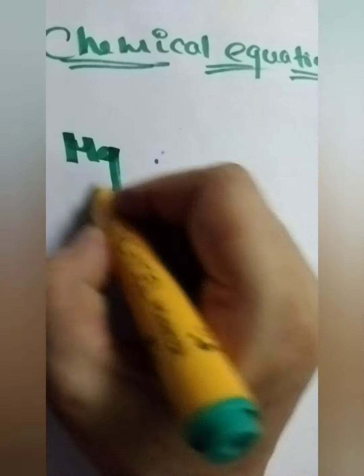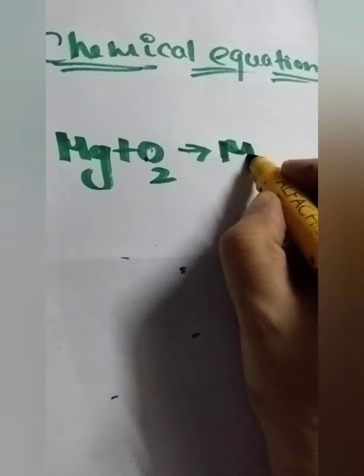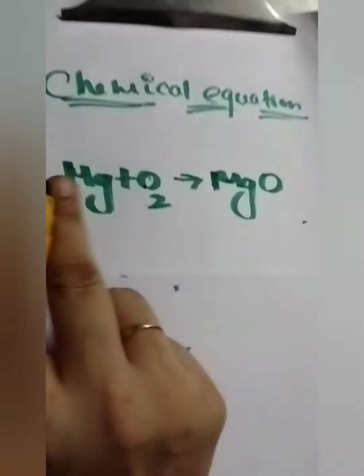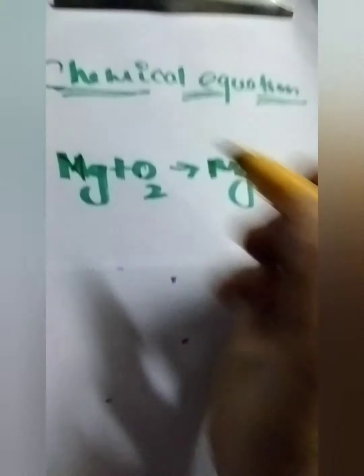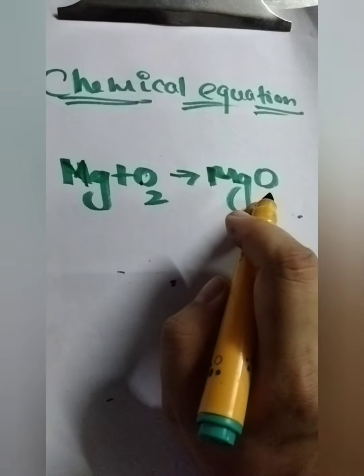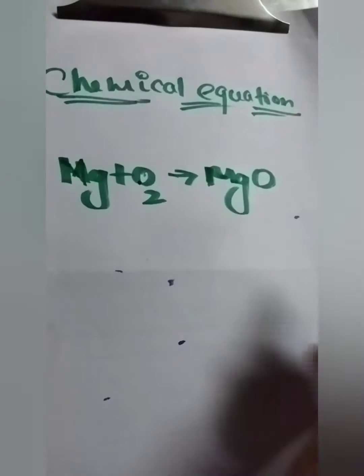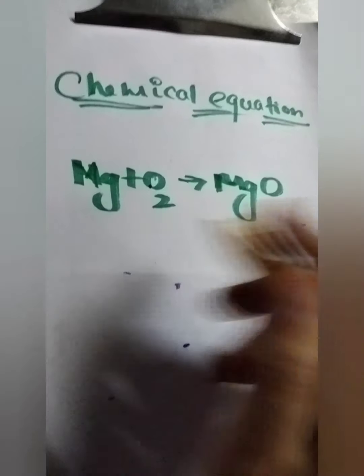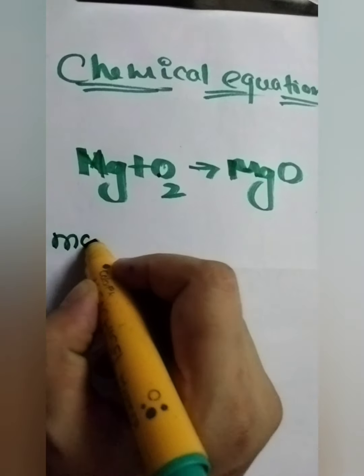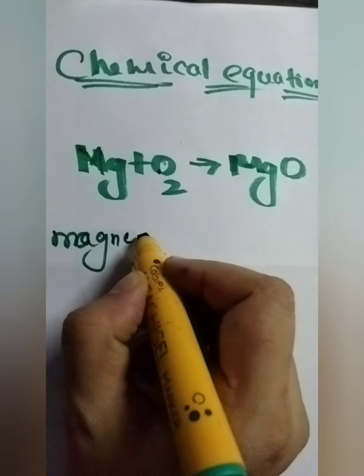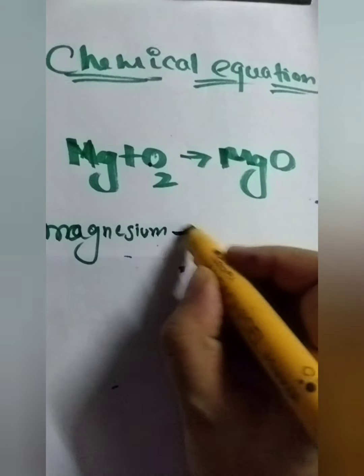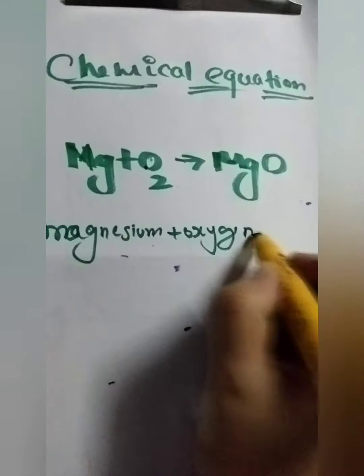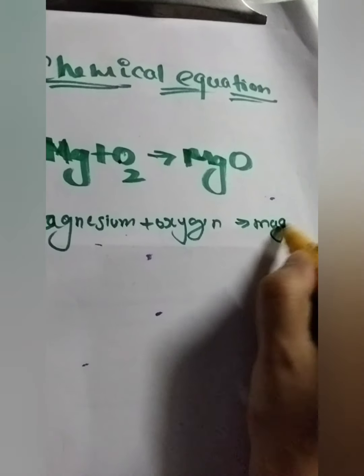Let us write the chemical equation here. Magnesium and oxygen combine to give you magnesium oxide, MgO. Just note down, magnesium and oxygen will give you magnesium oxide, MgO. This is an equation written in formula form; you can write the word equation also. You can write magnesium plus oxygen will give you magnesium oxide.